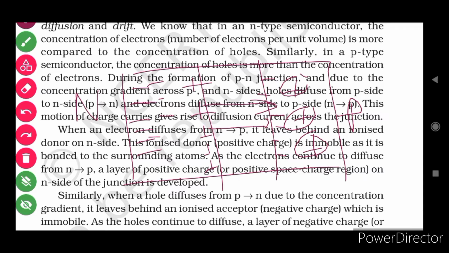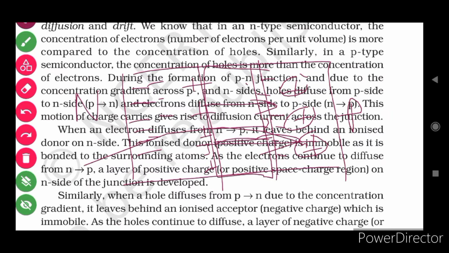Now this electric field will not allow further diffusion. The electron wants to go to this side, but in which direction will the force act on it? Opposite to the electric field, so the electric field is opposing them from moving to the other side. While the holes are feeling a force in the direction of the electric field, so they are not able to cross this depletion region. And this region is called the depletion layer.